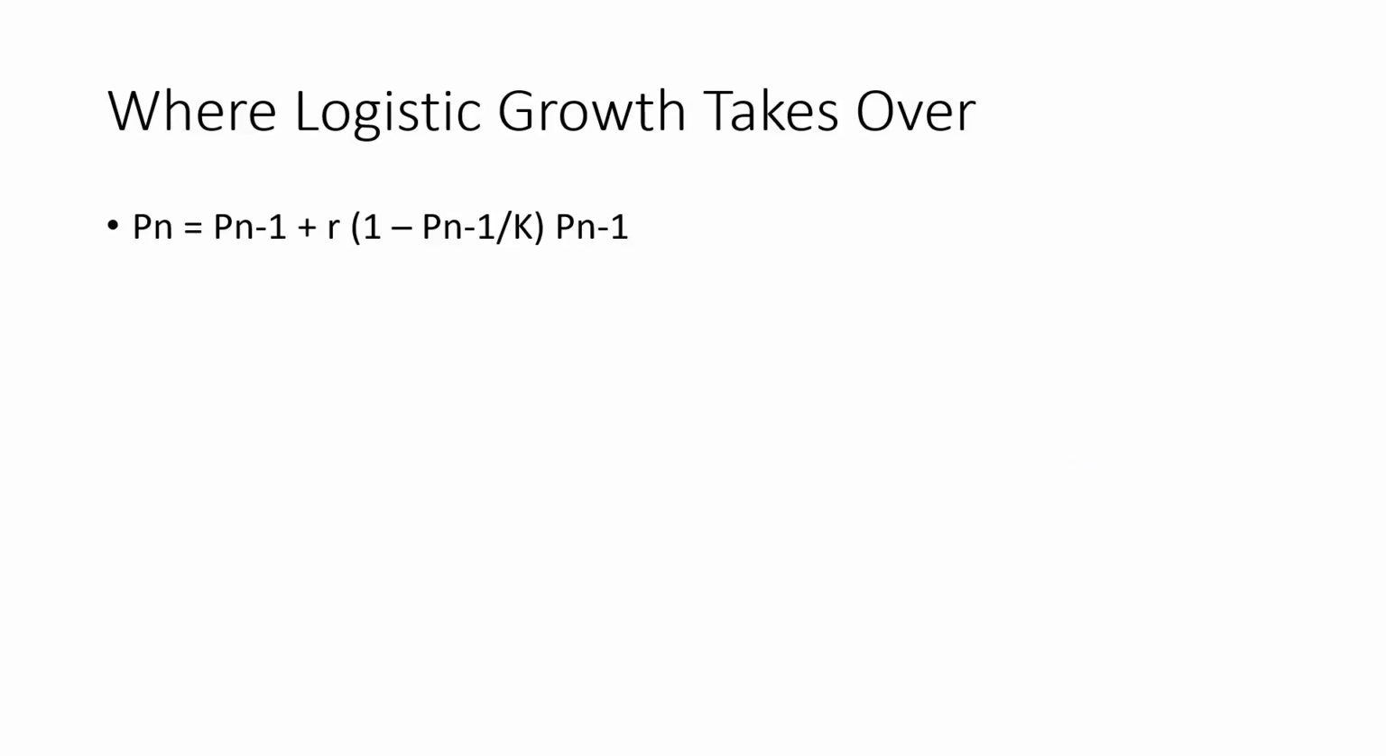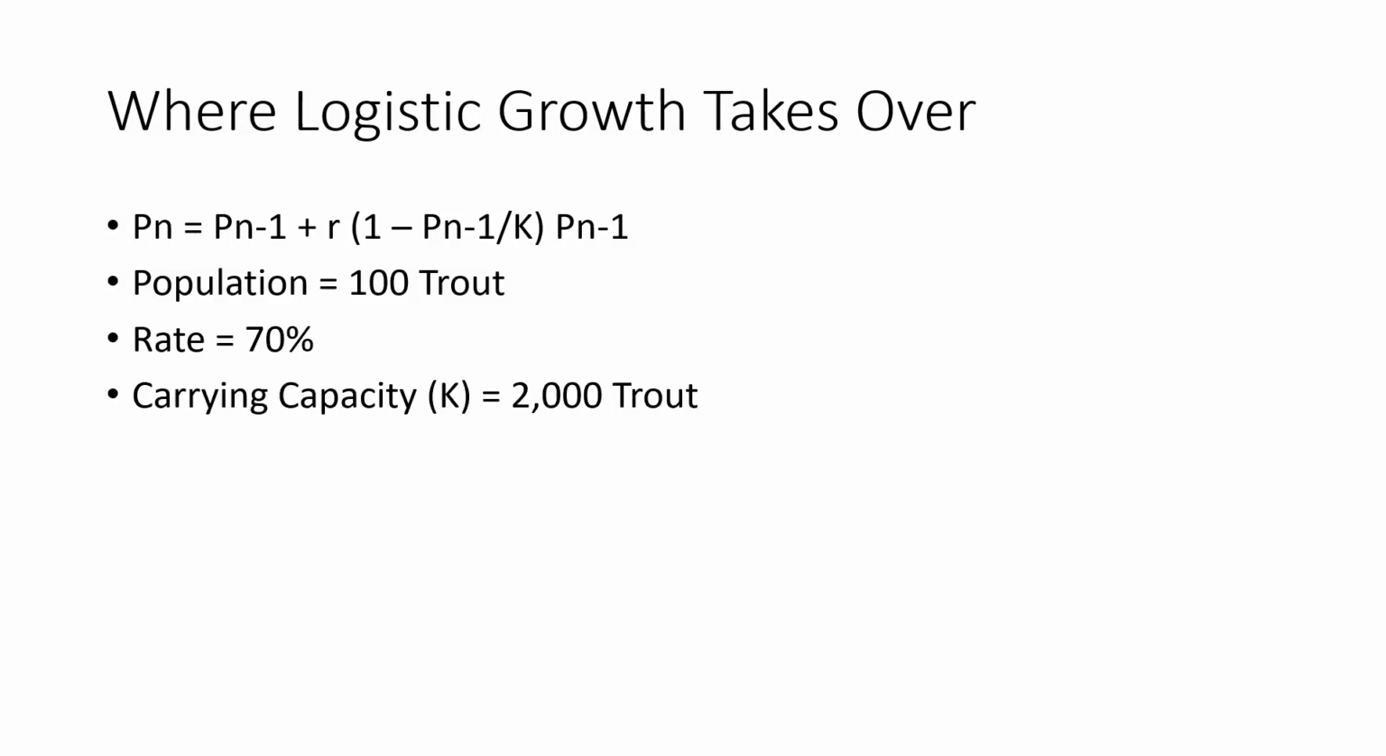We're going to look at the formula for logistic growth, the recursive formula, where P_n is the population in X amount of years. The rate, in this example, is 70%. The population was 100 to start with, and the carrying capacity is 2,000 trout in that pond. So basically, we just have to plug in those numbers. In this case, we started with 100 trout.